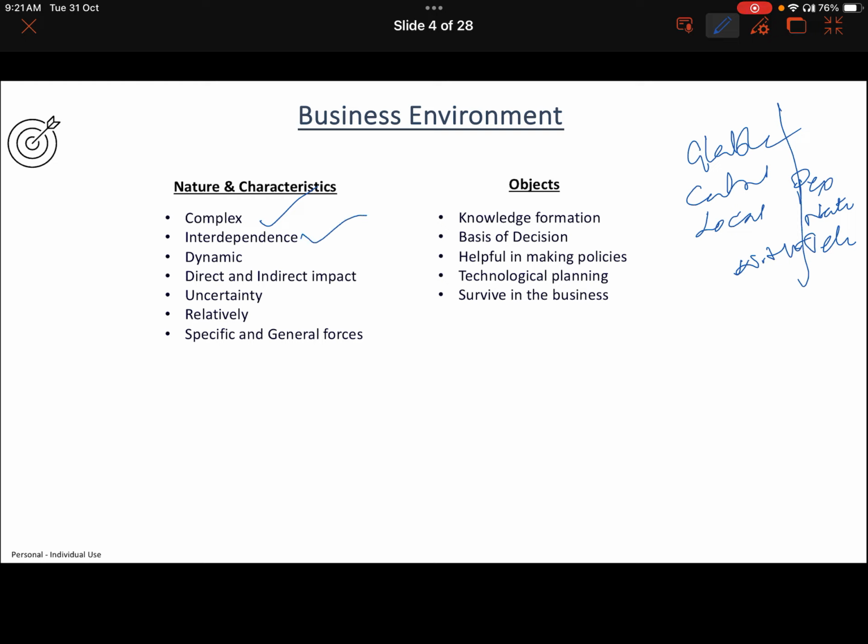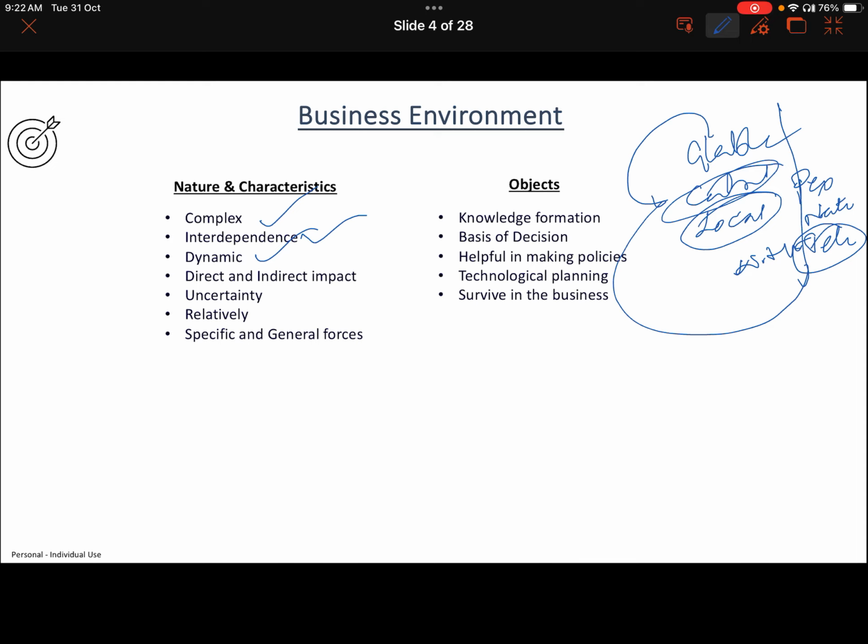At the same time, it is interdependent. When you study central, you might be studying the local part of it also. Technological changes at a national level, at a global level, every point is interconnected and interdependent, and it is dynamic. We know we cannot control the environment, what is happening surrounding your company.